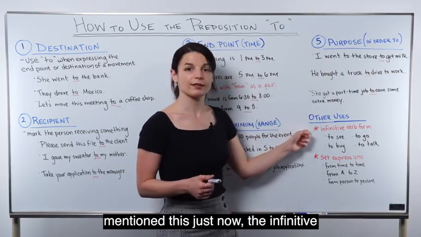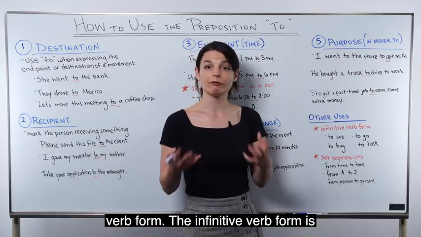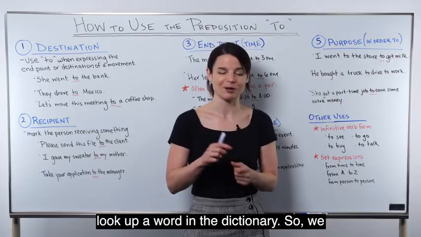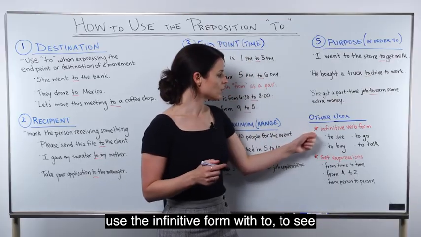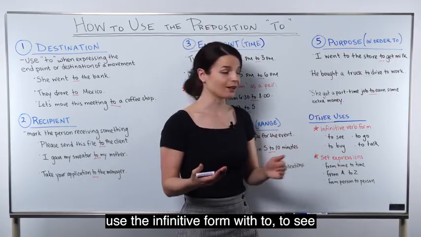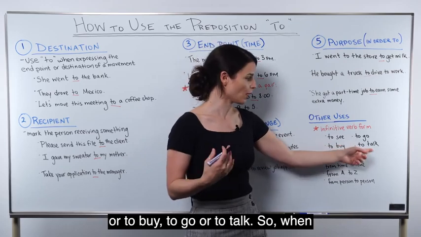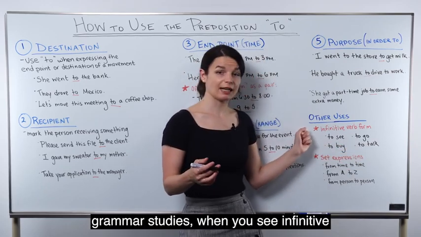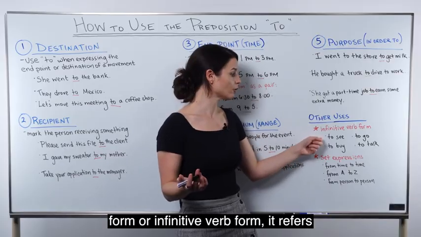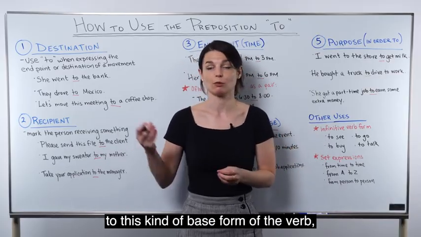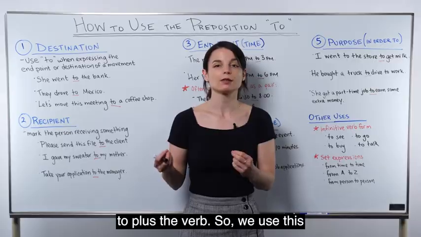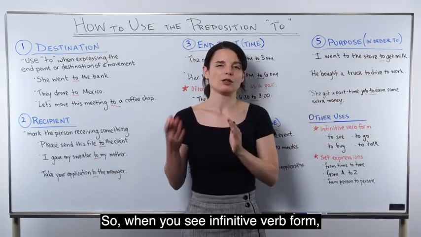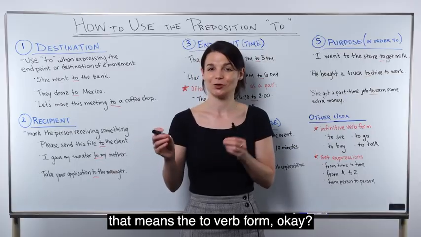So I mentioned this just now, the infinitive verb form. The infinitive verb form is just the base verb form, the form of the verb you see in the dictionary if you look up a word in the dictionary. So we use the infinitive form with to see, to buy, to go, or to talk. So when you are doing grammar practice or grammar studies, when you see infinitive form or infinitive verb form, it refers to this kind of base form of the verb, to plus the verb. So we use this sometimes in grammar patterns, like we just saw here, to talk about the purpose. So when you see infinitive verb form, that means the to verb form.